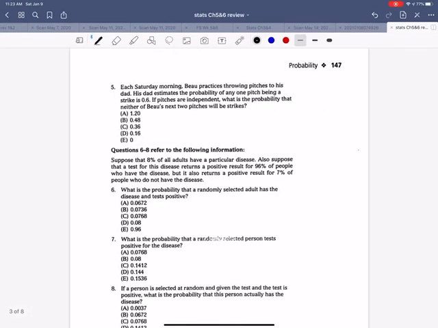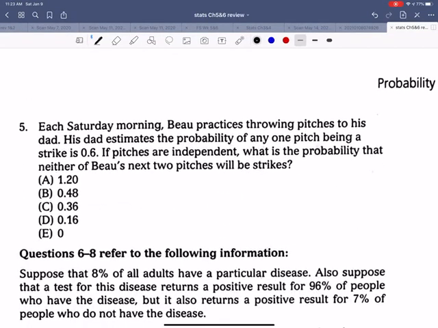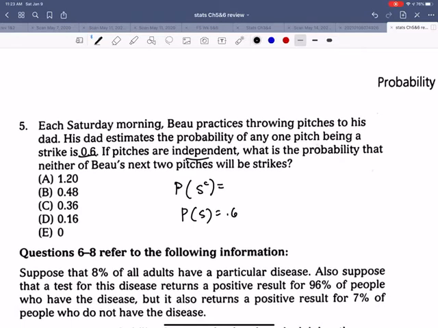Back to our problems. Number 5, each Saturday morning, Bo practices throwing pitches to his dad. His dad estimates the probability of any one pitch being a strike is 0.6. If the pitches are independent, what is the probability that neither of Bo's next two pitches will be strikes? Okay, so since the probability of strike is 0.6, then we know the probability of not a strike is 0.4 using the complement rule because it's either a strike or not a strike.